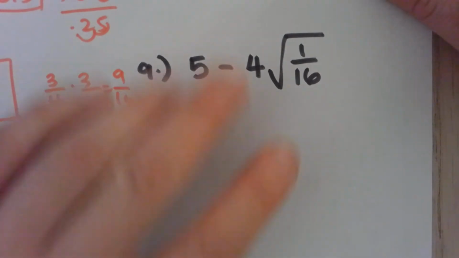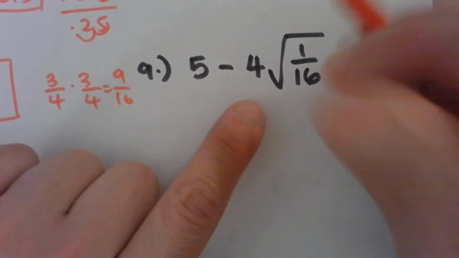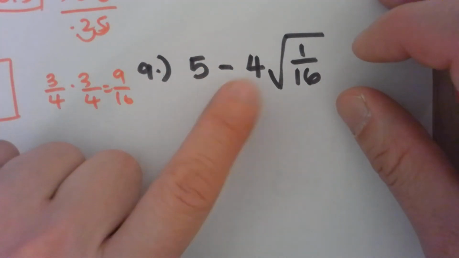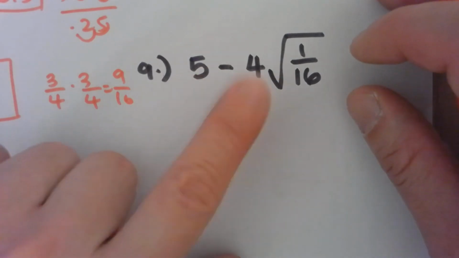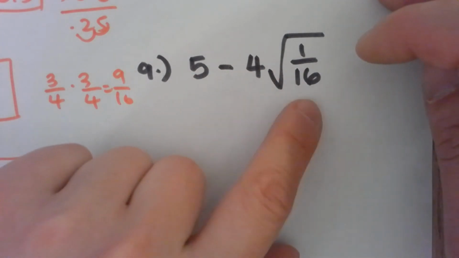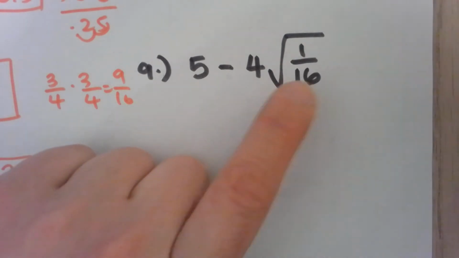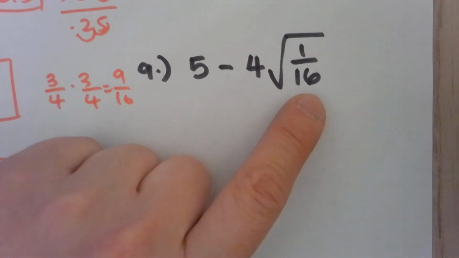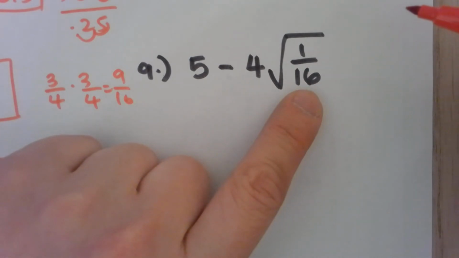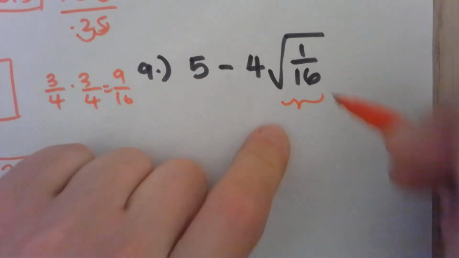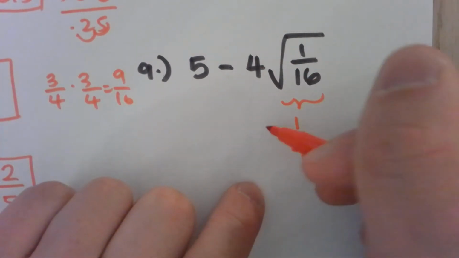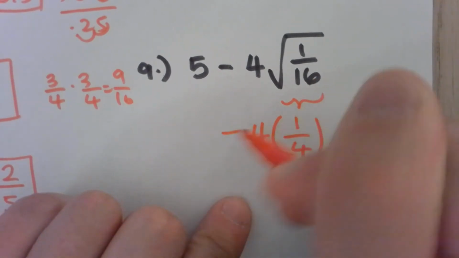Okay, so let's take a look at number 9. Over here, again, we're going to use order of operations. So instead of subtracting first, we're going to multiply these two numbers, because this is 4 times the square root of 1 over 16. Let's find the square root of 1 over 16 first. What's the square root of 1 over 16? 1 over 4. So I'm going to write this as 1 over 4. Drop down the 4, like that, minus 5.